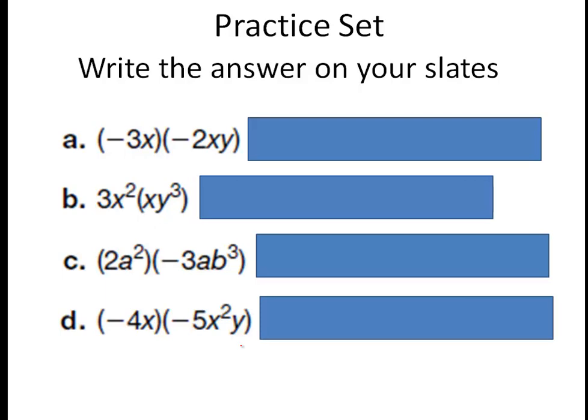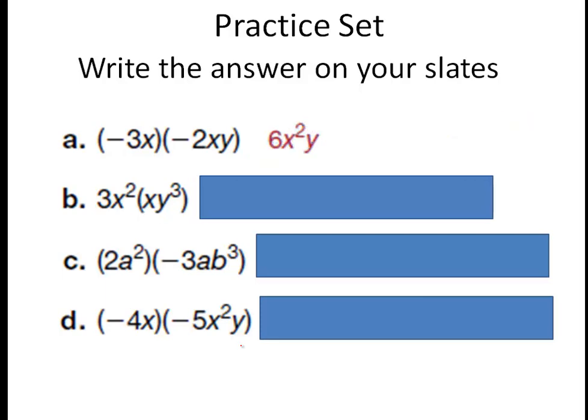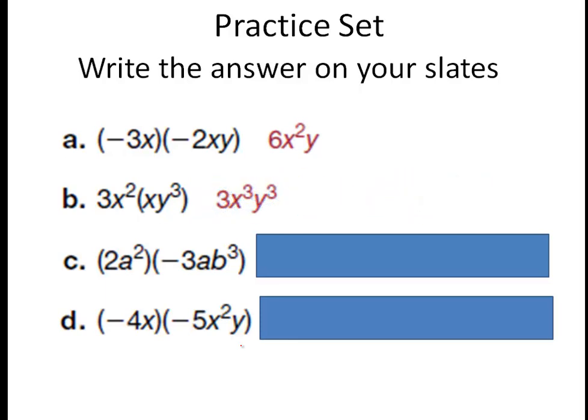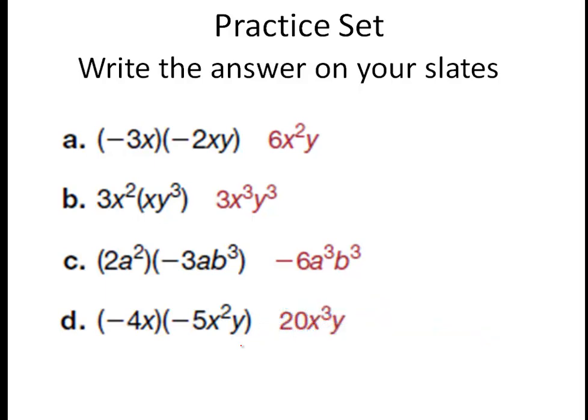This is going to take lots of practice, I know that, but you'll get the hang of it. Okay, let's see if you can do this one. Do all 4 of these, pause it, and then let's check your answers. Okay, for A, you should have gotten 6x squared y. Negative 3 times negative 2 is 6. x times x is x squared, and then you had 1y. For B, your answer was 3x to the third, y to the third. C was negative 6, a to the third, b to the third. And D, you should come up with 20x to the third, y.